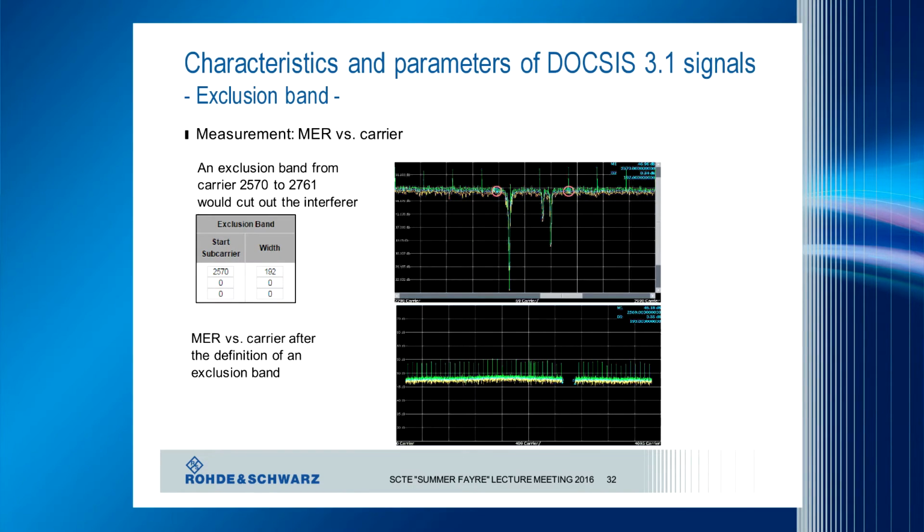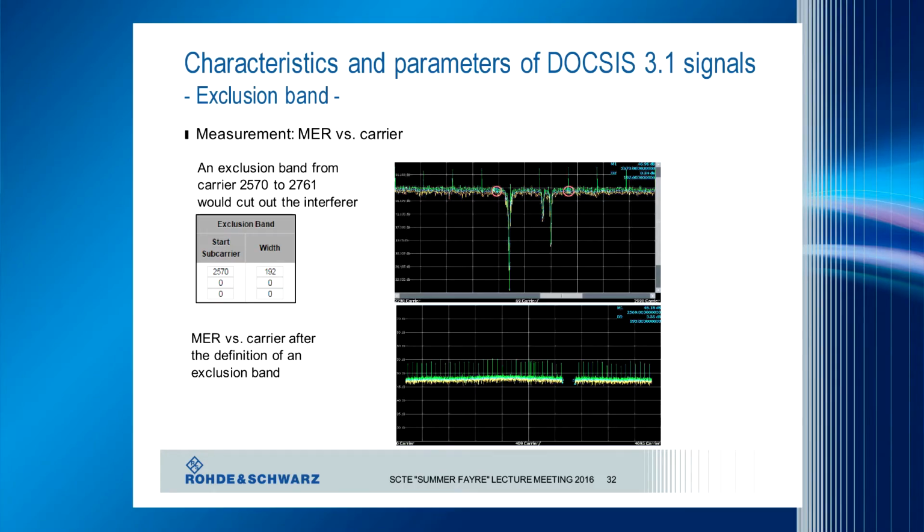And what I did in the next slide is to detect the position of the interferers in this way. I have used the marker function in this measurement screen here, and I have defined a certain range, so where the interferers are in between. You can see it here, it starts at carrier 2,500, something like that. And the second marker is at a distance of 192 carriers away from the first carrier. It's the information which is useful afterwards to define the exclusion band by the generator.